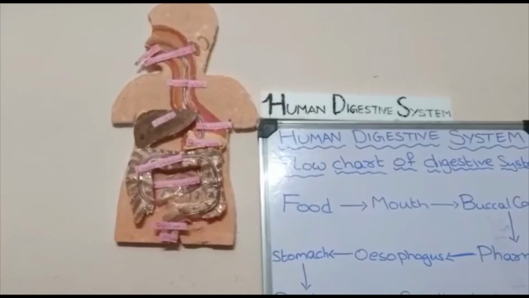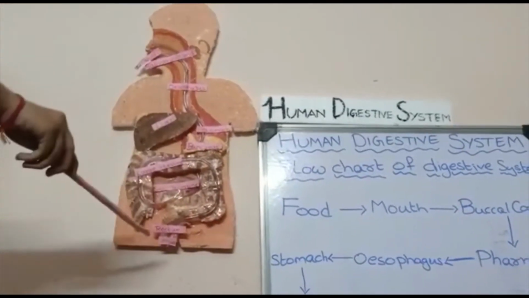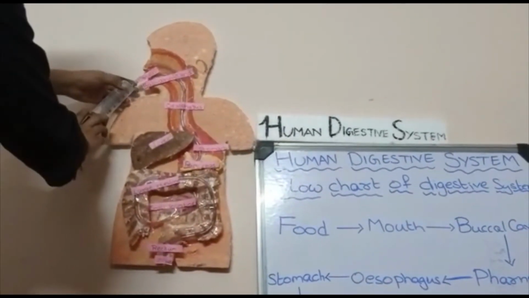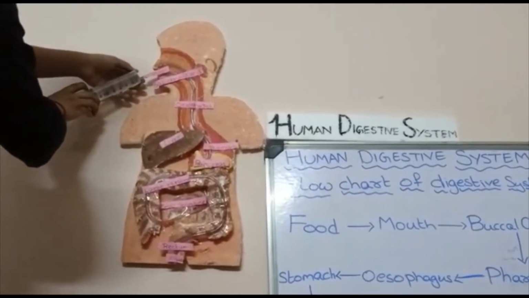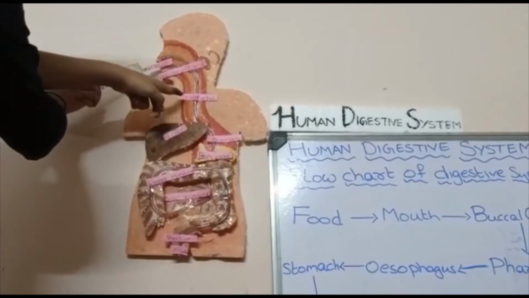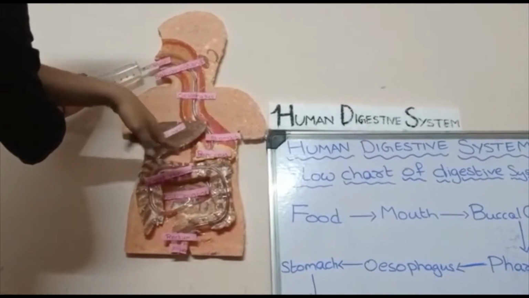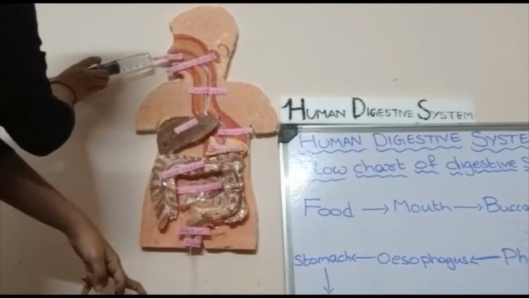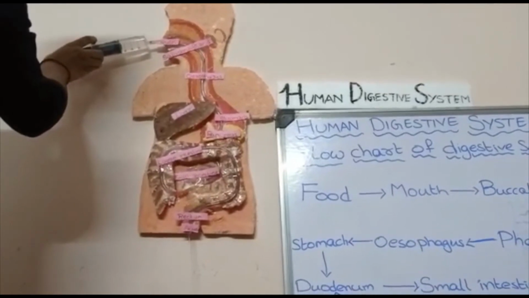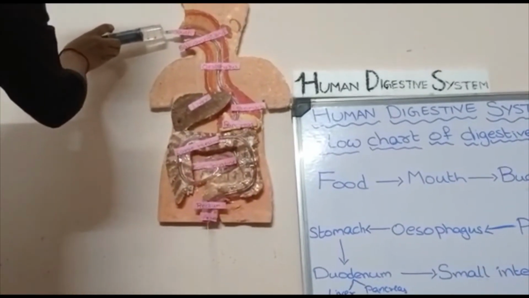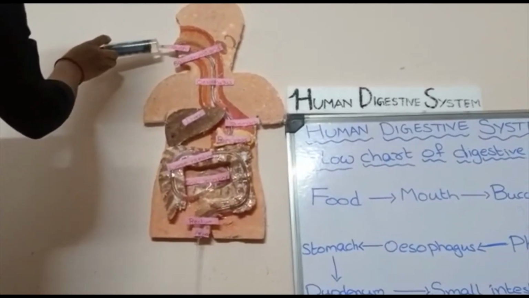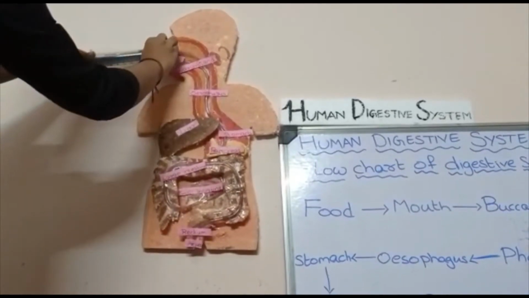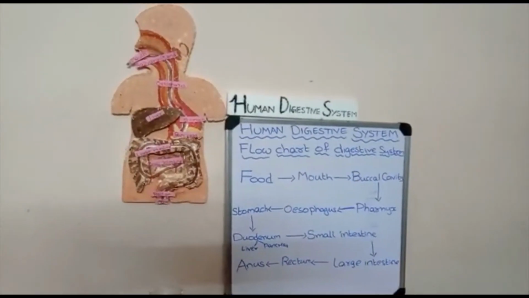Now we will see how the food enters and goes out of the body. Here is the working model of the digestive system. From the mouth it enters and goes to the salivary gland. From the esophagus it enters the stomach, then the liver, pancreas, then the small intestine and large intestine. From the rectum and anus it comes out of the body in this way. So this is the human digestive system.